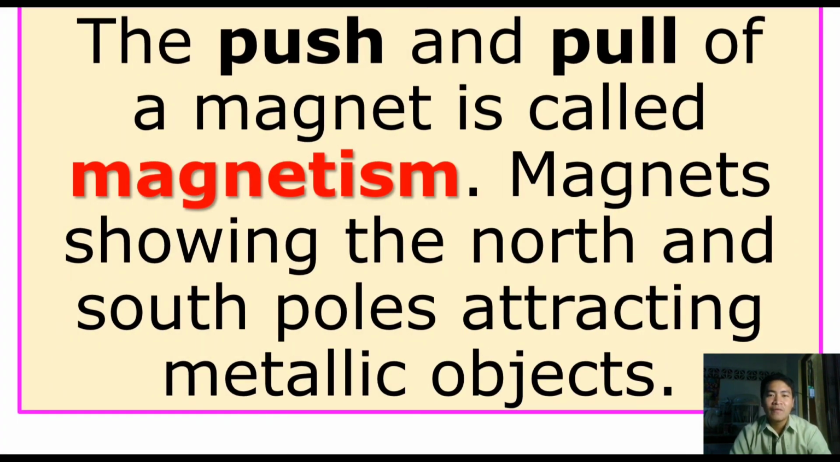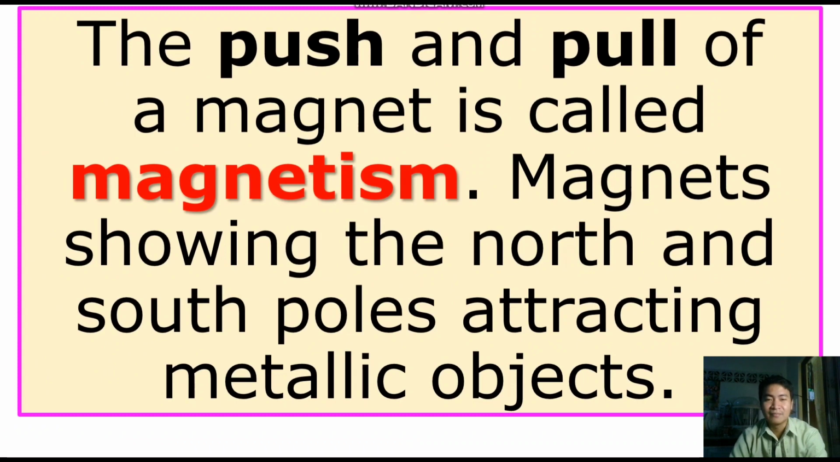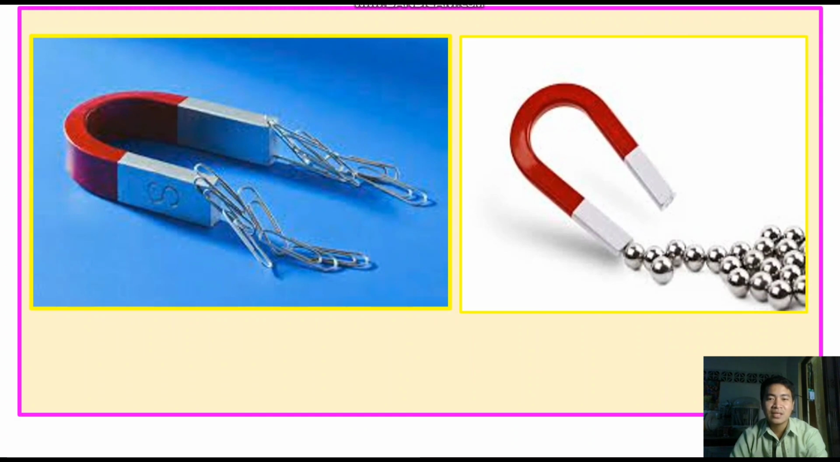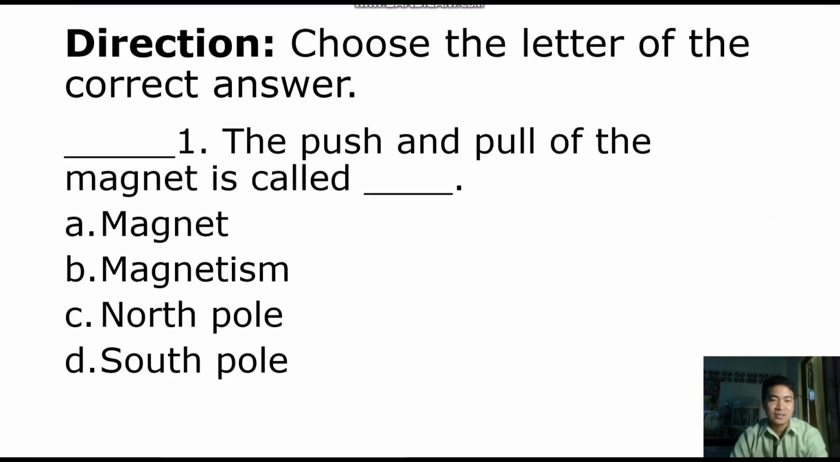So the push and pull of a magnet is called magnetism. Magnets showing the north and the south poles attracting metallic objects. So here's the example. And always remember that the push and pull of a magnet is called magnetism. As you can see, the horseshoe magnet attracts the materials or the metallic objects. Also on the second picture, it also attracted the metallic objects.